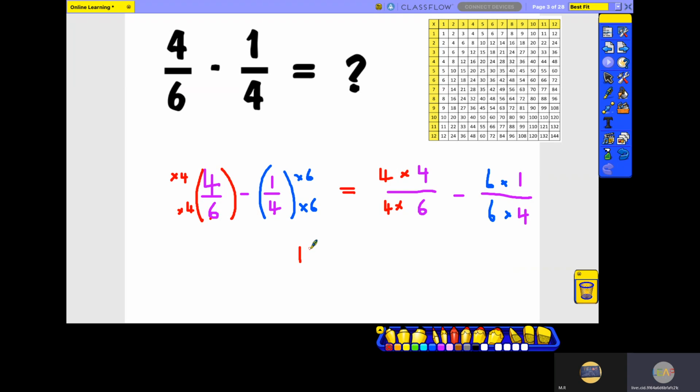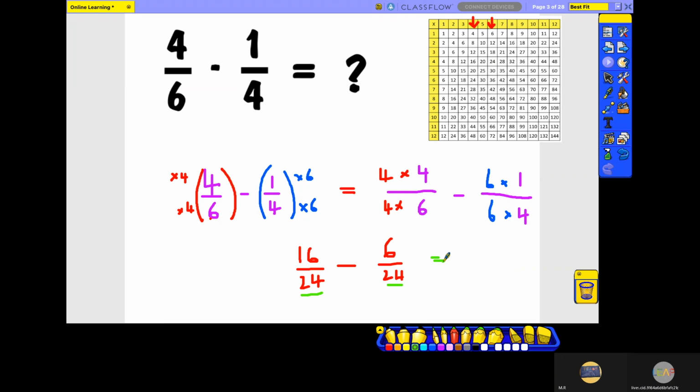So 4 times 4 is 16 and 4 times 6 is 24. Now, again, if you're having a bit of trouble with your multiplication, I have put the grid up here, and there is your 4 times table, and there is your 6 times table in those lines. So you just need to go through those, and it should give you the correct answer. So the next part moving on is 6 times 1, everyone should know is 6, and 6 times 4 is 24. Now, again, the main aim, as I mentioned, was to keep the denominators the same, and we've managed to reach that aim.